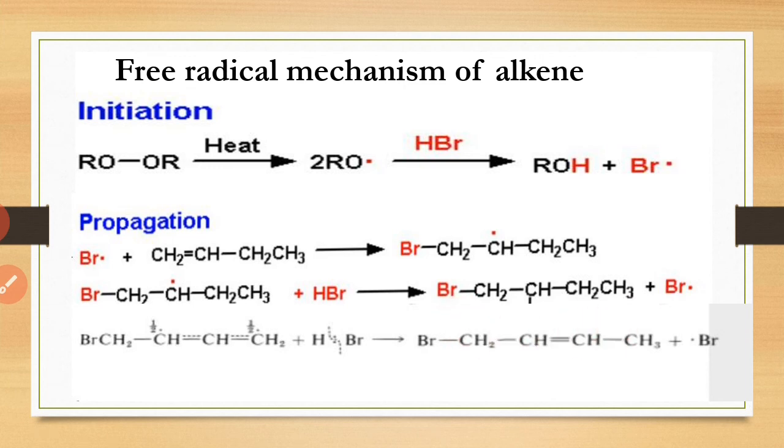Then it is noted that the peroxide effect is applicable only to HBr, not to HF, HCl or HI, because with HBr the reaction is exothermic and hence the free radical mechanism is possible. With HF or HCl, the reaction does not follow the free radical mechanism because the attack of the carbon radical on HF or HCl is endothermic. Thus, the peroxide effect is observed only in the case of HBr.